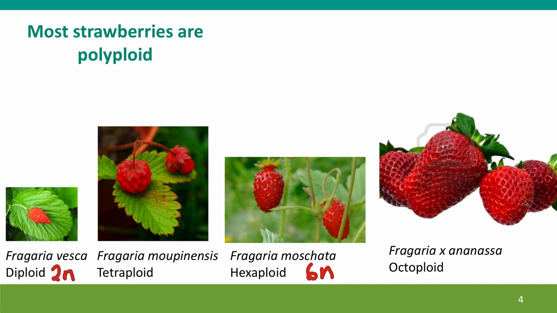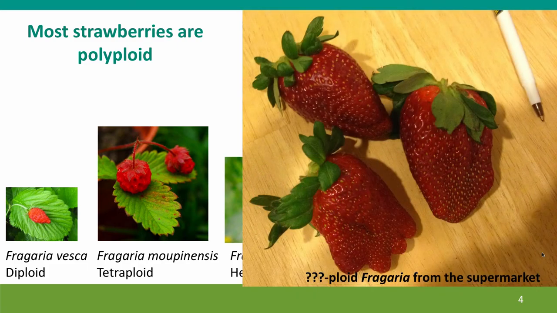Here's the strawberries that you might grow in your garden. They're octoploid, they're 8N. And here are strawberries you might find in the supermarket. I couldn't find specific evidence about their ploidy level, but I'm betting that they're either decaploid or what's called dodecaploid, 10-ploid or 12-ploid. They're enormous.